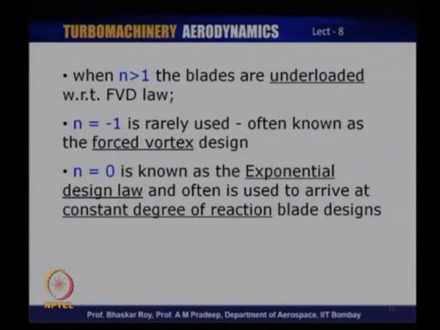Now, the other possibility is where n could be minus 1, which has been used sometimes. It is often called the forced vortex design. The other possibility is where n is equal to 0, which is known as the exponential design law. The relationship is C w into r to the power n. When n goes to 0, essentially C w is constant, and this is often referred to as the exponential design law. It gives what can be called a constant degree of reaction blade design, which means the degree of reaction is now constant from root to the tip of the blade, tip of the stage.